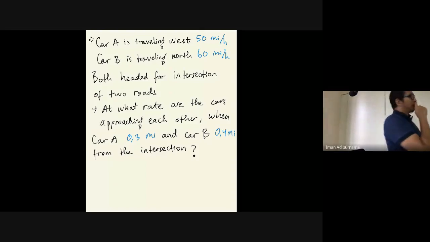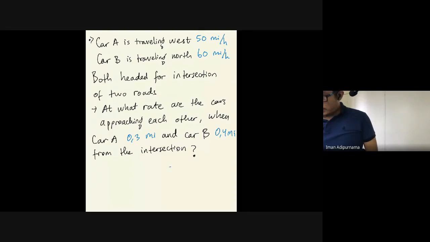So first, before you try to answer these questions, my suggestion is to draw the event. Say you have car A traveling west, and maybe car B going here to north. The question is asking about when car B and car A are some miles from the intersection. So you can have this triangle here, right? Let me draw it for you.